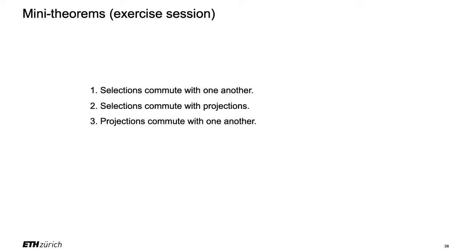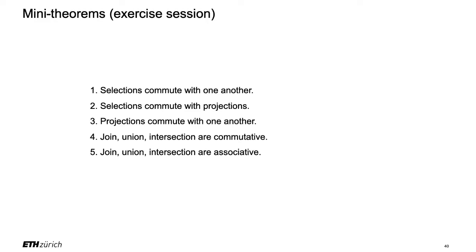So you can actually project in a way that commutes. Join, union, intersection are commutative as well, meaning that you can swap the two sides, right? A join B is the same as B join A. Join, union, and intersection are associative. That means that A join B join C is the same as A join B join C, right? That gives you exactly the same results.